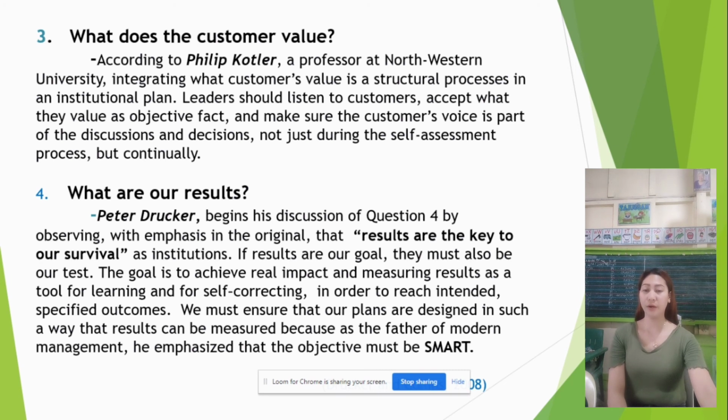4. What are our results? Peter Drucker begins his discussion of question 4 by observing, with emphasis in the original, that results are the key to our survival as institutions. If results are our goal, they must also be our test. The goal is to achieve real impact, and measuring results as a tool for learning and for self-correcting in order to reach intended specified outcomes.